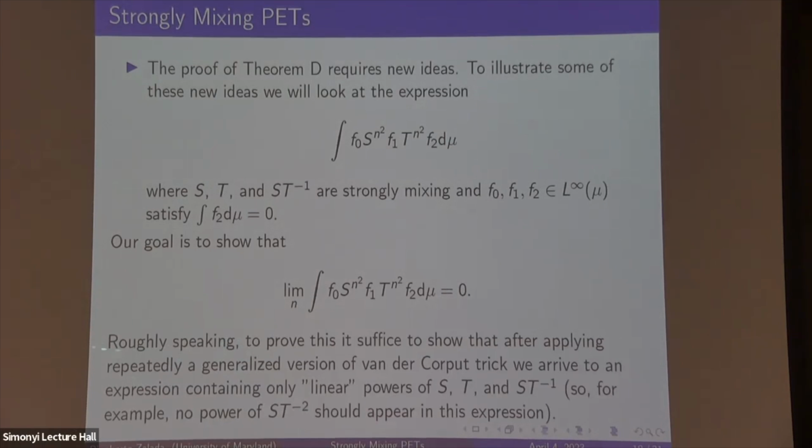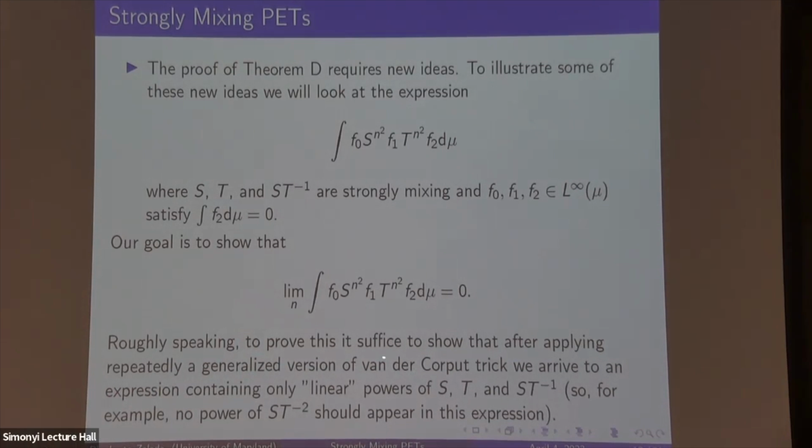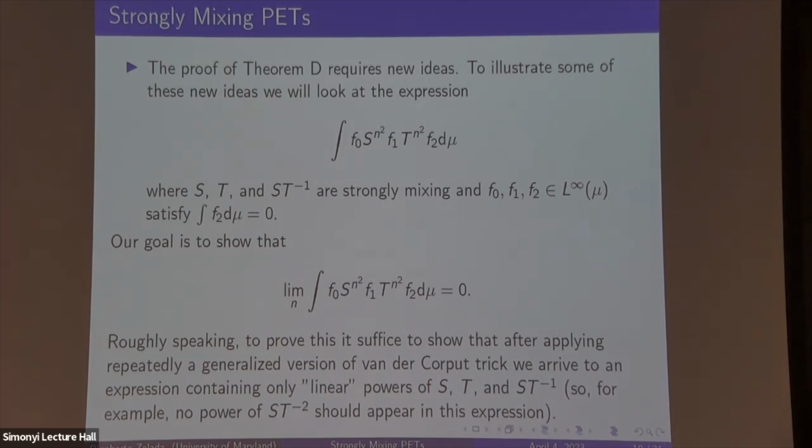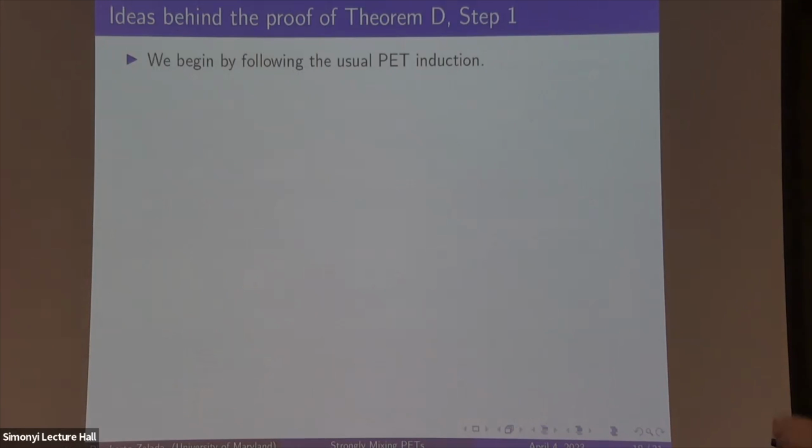And roughly speaking, what we want is to prove that after applying repeatedly a generalized version of van der Corput, so the van der Corput that I showed you is not enough, but there's a van der Corput that is enough, we arrive to an expression containing only linear powers of St and St inverse. What I mean by linear will be explained later. St and St inverse as opposed to what? So if we have St to the -2, that is not a power of St inverse, right? So we don't want to see those things in there. And the reason is that all that we know is that St and St inverse are strongly mixing, so we should not see any other type of expression after applying van der Corput many times.